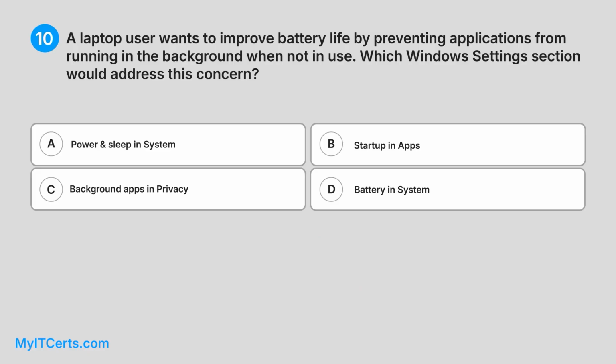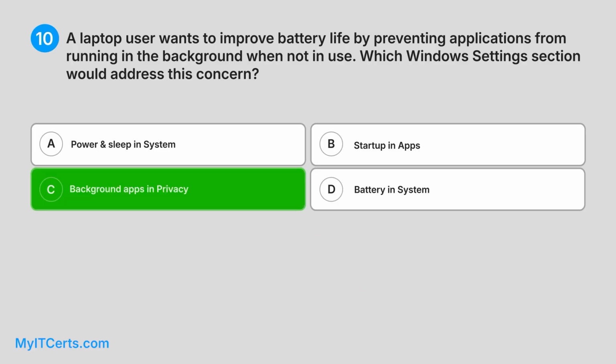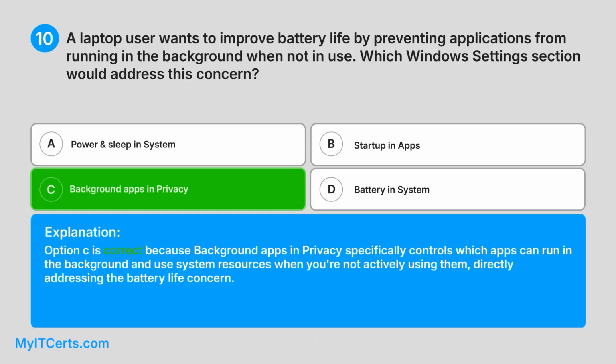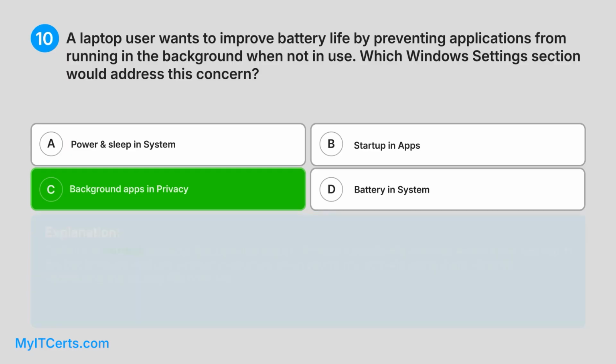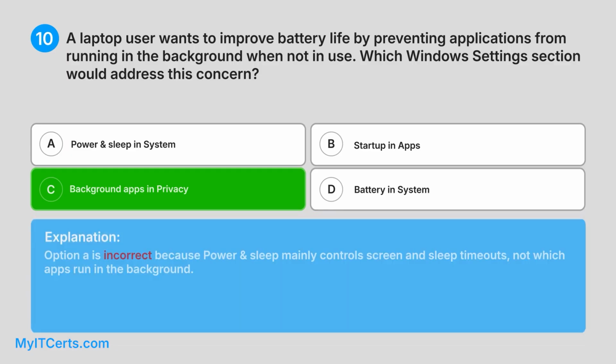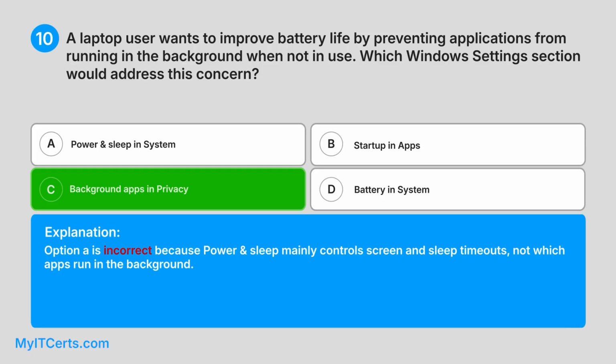Correct answer. C. Background apps in privacy. Explanation. Option C is correct because background apps in privacy specifically controls which apps can run in the background and use system resources when you're not actively using them, directly addressing the battery life concern. Option A, power and sleep in system, is incorrect because power and sleep mainly controls screen and sleep timeouts, not which apps run in the background.